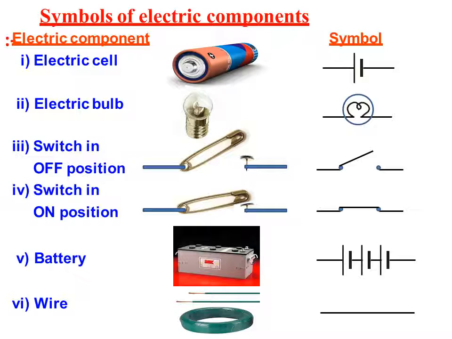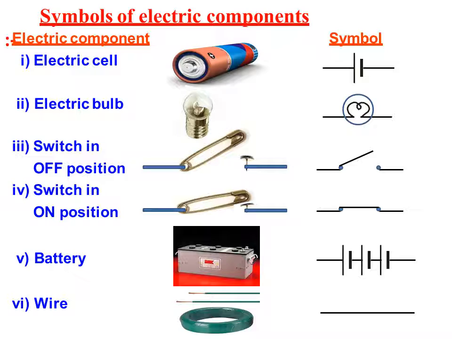They have different symbols. For the battery we have the symbol, as we can see. For the bulb there is a symbol where a round is attached, and the switch is made up of a metal strip. If it is joined, we can say the switch is on, and if it is not joined, we can say that it is switched off. Then we have the symbol of a battery also. Then we have a wire, and the symbol of a wire is a straight line. So these are all the components of an electric circuit.